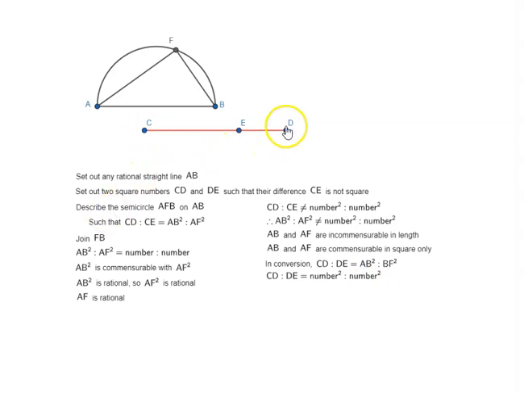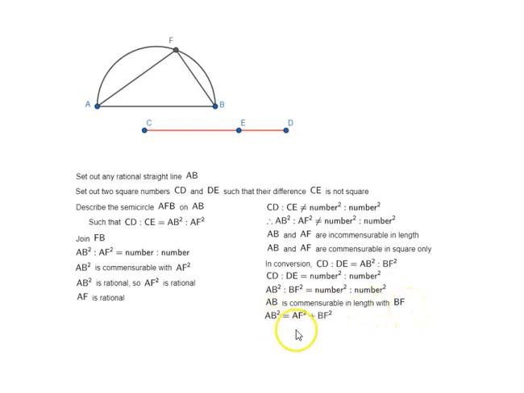Remember, CD is a square number and DE also is a square number, which means AB square is to BF square is also having the ratio that a number square has to a number square. Because CD is to DE has that, AB square is to BF square will also have that. That means AB is commensurable in length with BF.